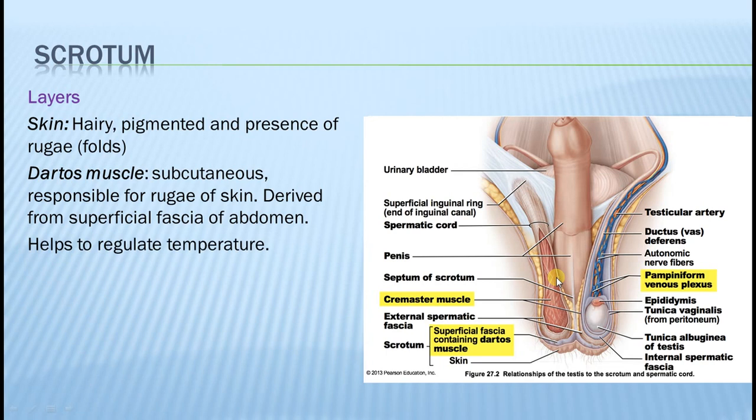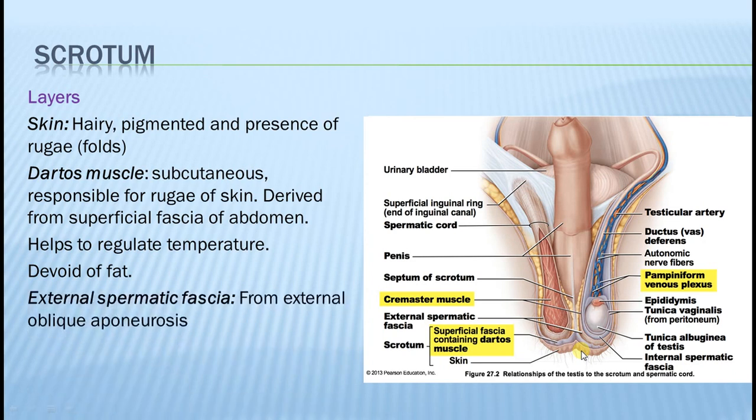So mainly regulation of temperature is the main function of this dartos muscle, devoid of fat. Now why devoid of fat? Because again, if there is fat, it acts as an insulating material, so excessive heat cannot escape, it will be trapped. Then the scrotal temperature cannot be maintained and that will interfere with the spermatogenesis.